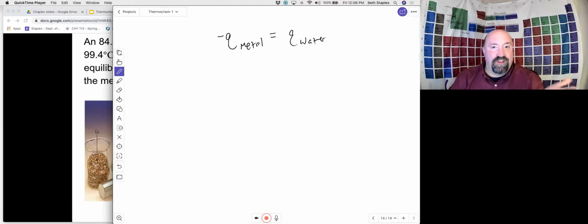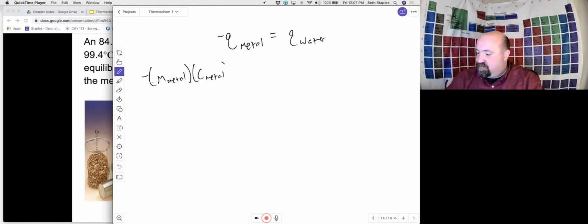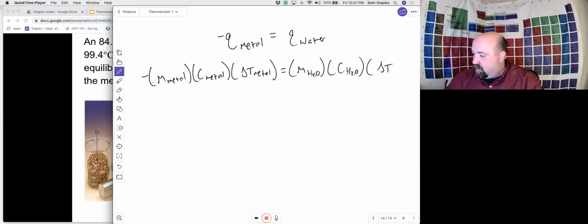Law of conservation of energy tells us that energy can't be created or destroyed. And so the amount of heat that the metal loses is equal and opposite to the amount of heat that the water gains. And so we can then set up our MC delta T expressions. And so negative mass of the metal times C of the metal times delta T of the metal, it's all going to be equal to the mass of the water times C of the water times our delta T of the water.